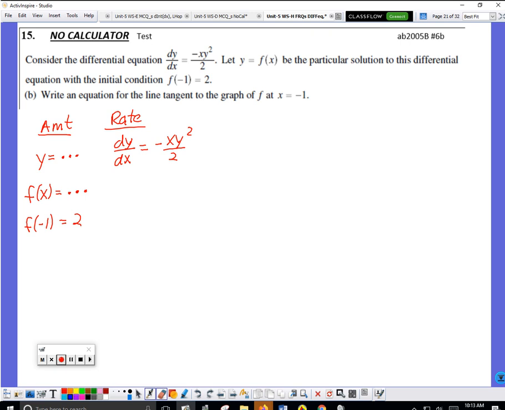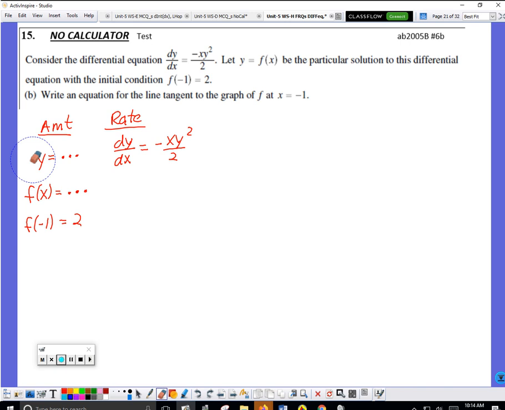Read the problem. It says consider the differential equation. That just says, there it is. It doesn't say to do anything, just there it is. It says y equals f of x is the particular solution. So this reads exactly the same as the one we just did so far, and the big picture is the same. We have an equation here with the rate. There would be some equation for y or f of x, but they haven't told us that equation. But they also haven't asked us to find those equations. So I just keep reading.